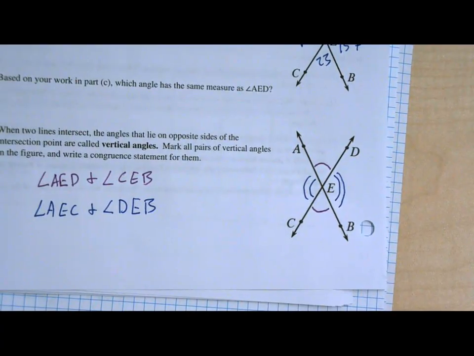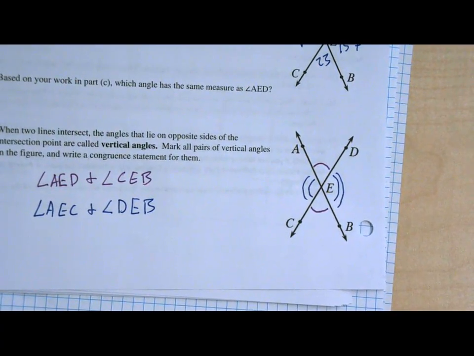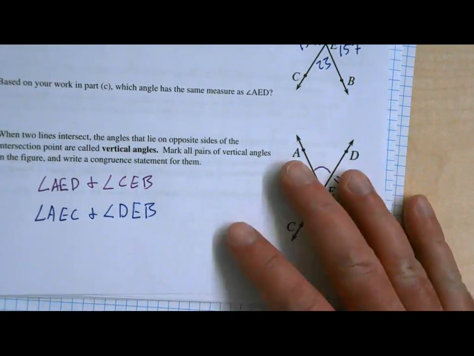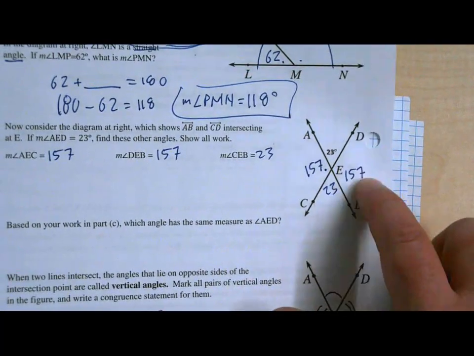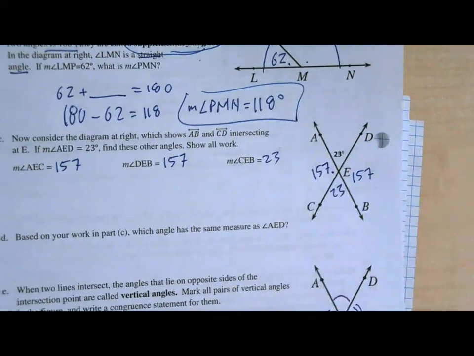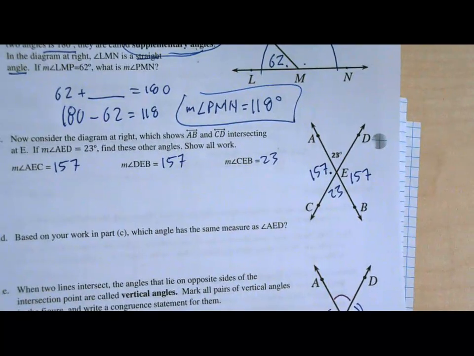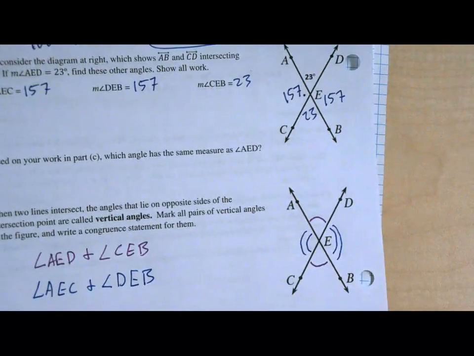They cross each other, but what do they add up to, or do they equal each other? They're equal to each other. Vertical angles are always equal, and we can actually see that in our picture here, 157 and 157, 23 and 23. It doesn't matter what the number is, vertical angles will always be equal to each other. So that's our main learning target for today.